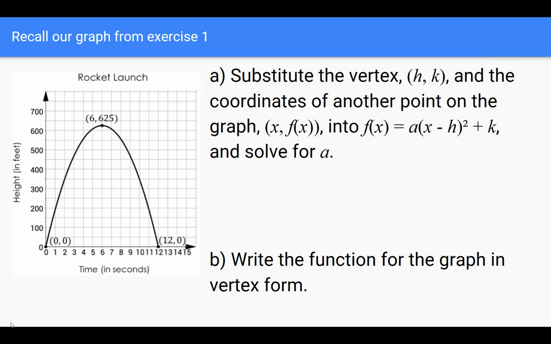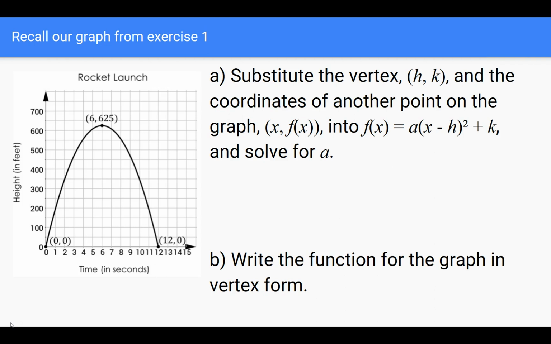So, still doing the rocket one, we are going to substitute my vertex in, and we're going to pick a point to replace my x and my y. That way my a is by itself, and we can figure out what a is. So, what is my vertex? This is the rocket. What was my vertex? 6 and 625. That means 6 is my h, and 625 is my k.